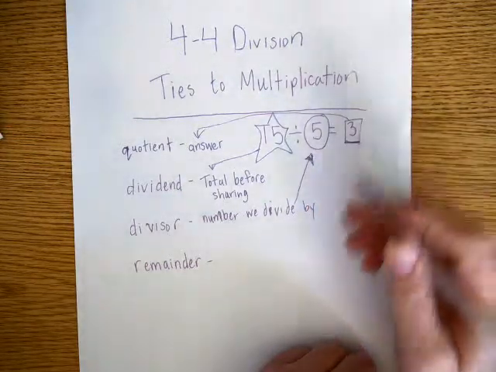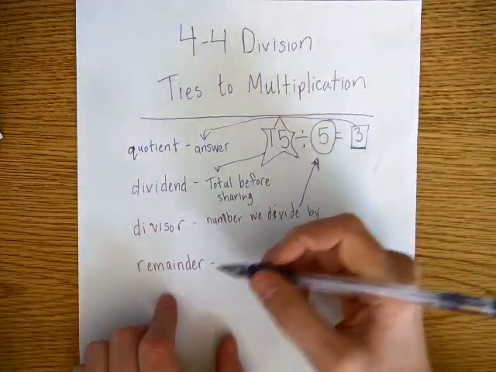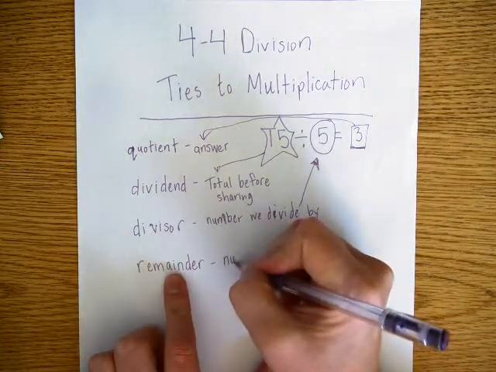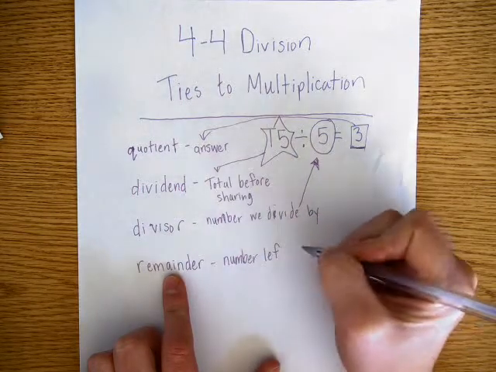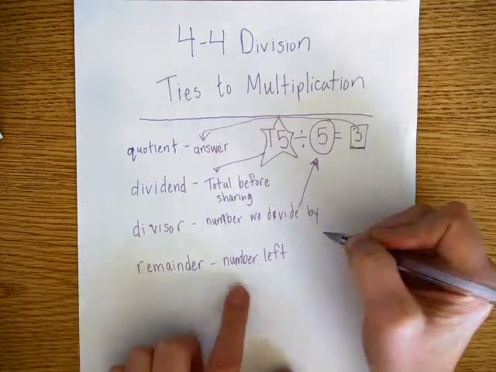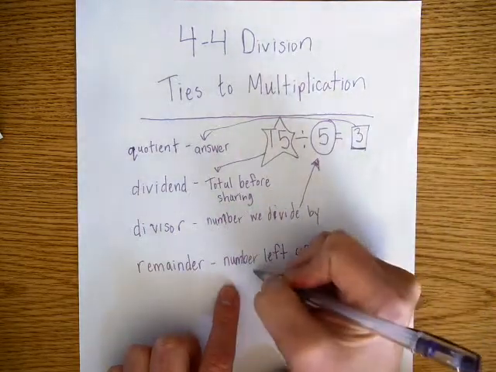Now, we also have the remainder. In this case, there wasn't a remainder, because that is the number that's left over. And all of this is when we're talking about a division problem. So it's the number left after sharing.